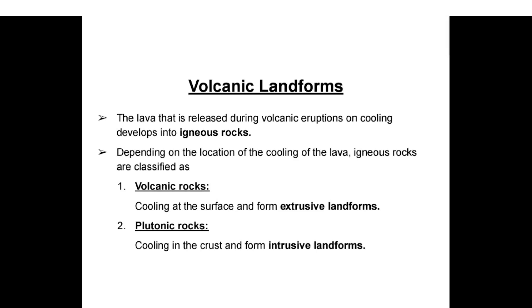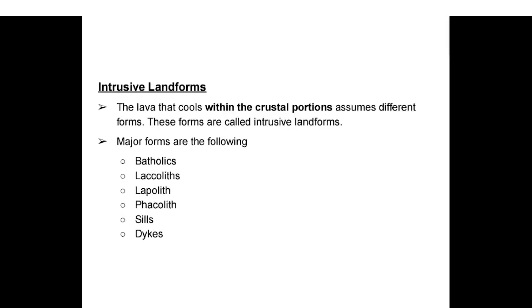Volcanic landforms. The lava that is released during volcanic eruptions develops into igneous rocks on cooling. Depending on the location of the cooling of the lava, igneous rocks are classified as volcanic rocks, cooling at the surface and forming the extrusive landforms, and plutonic rocks, cooling in the crust and forming the intrusive landforms. Intrusive landforms. The lava that cools within the crustal portions assumes different forms. These forms are called intrusive landforms.